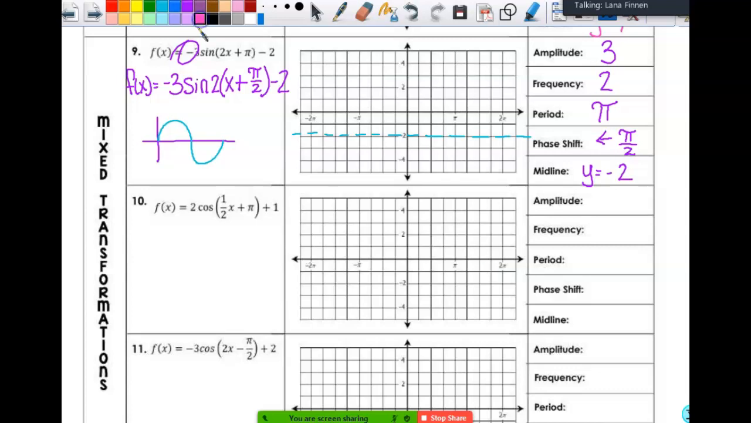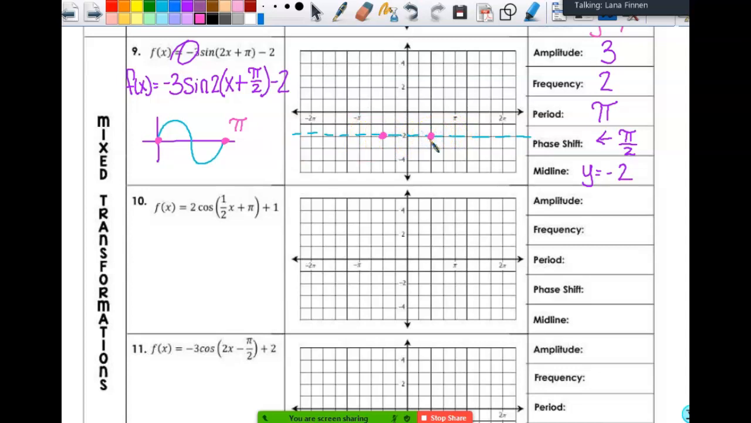All right, so 0, 0. An amplitude doesn't affect that. A reflection doesn't affect that. The only thing that affects that is a shift left or right. Okay, so I would be at my midline 0, 0, but I'm supposed to go to the left pi halves. So I go to the left pi halves. That's this point right here. Then I'm going to go to the end of the period. The period ends at pi, and it would be a midline 0, but I have to go to the left pi halves. That's the end of my period.